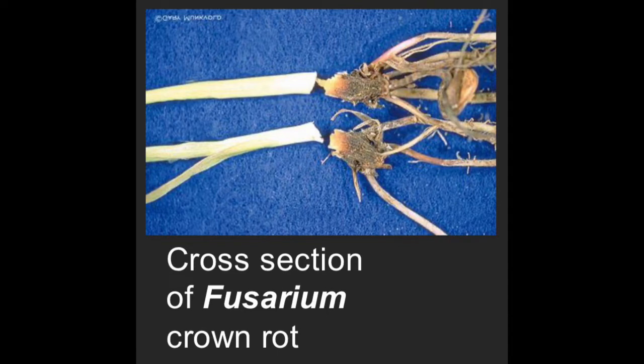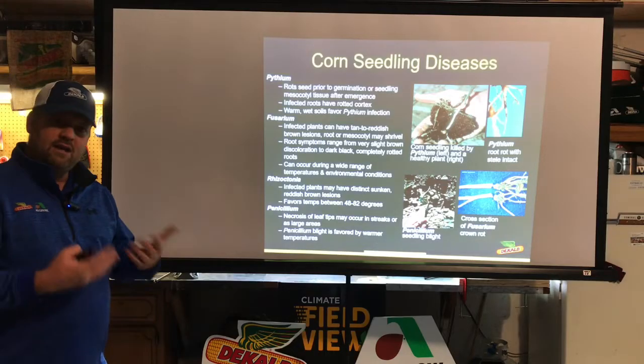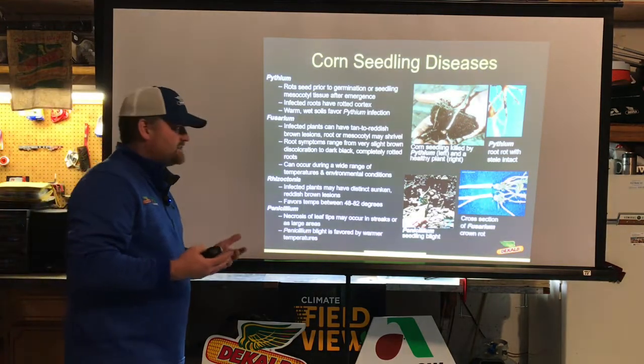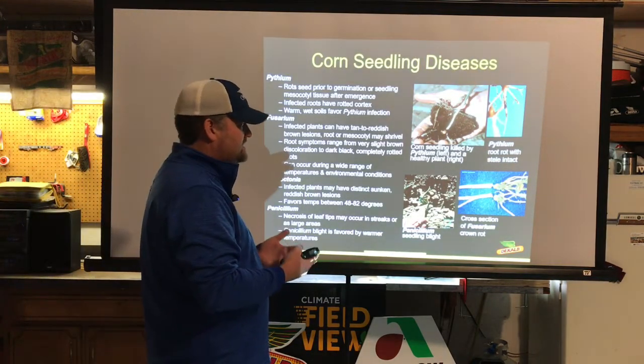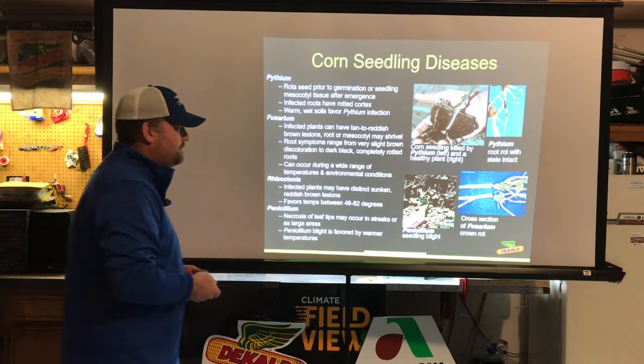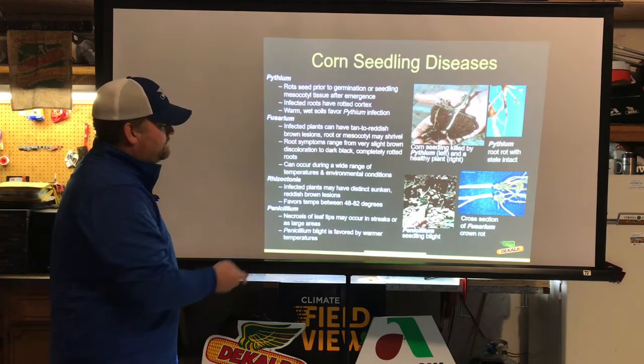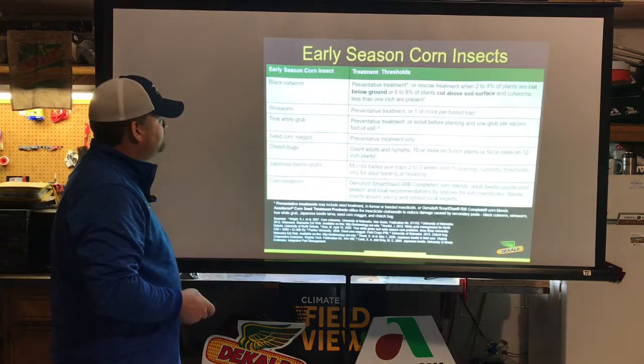That crown right up in here, that Fusarium disease gets into the roots and starts working its way up through the plant. That crown gets decayed, the growing point's there, and you're done for as far as the disease getting into the seedling and up through the plant. So, a good cross section picture of Fusarium.